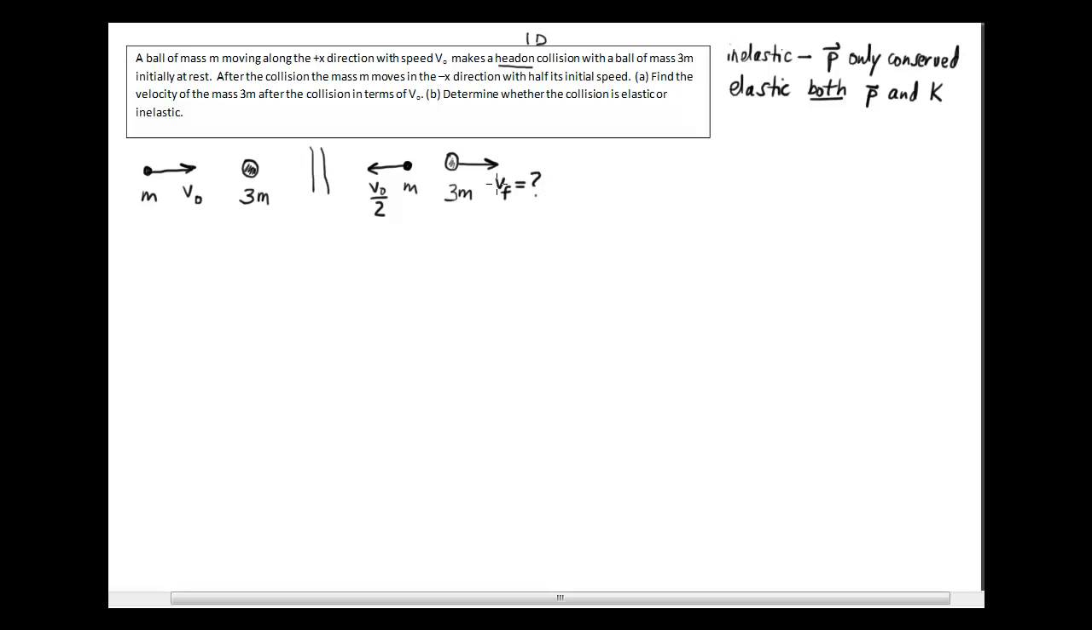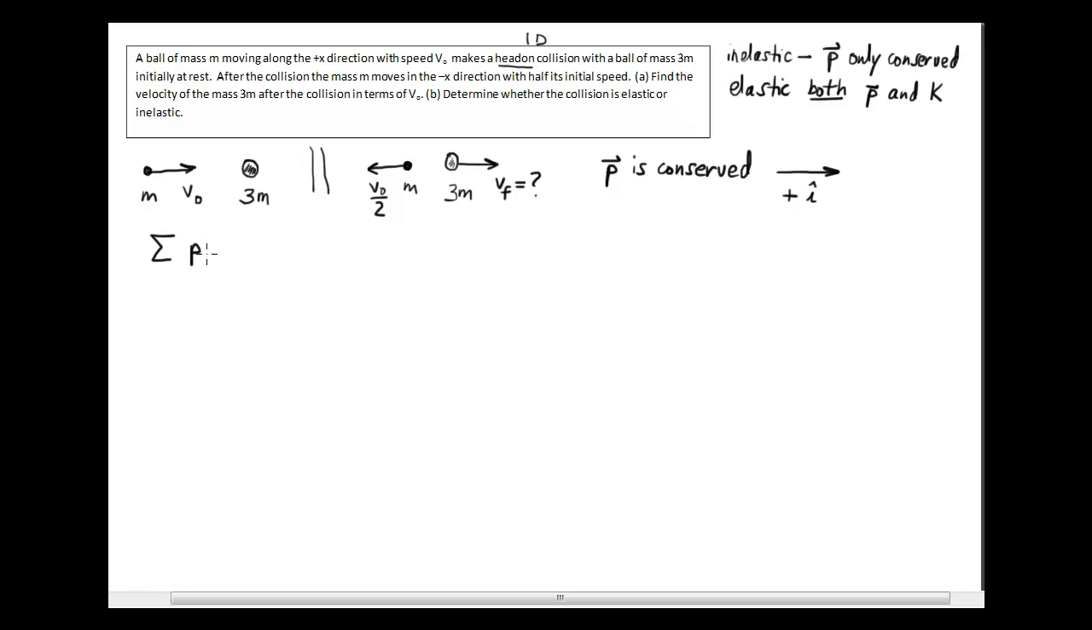So since we don't know whether the collision is elastic or inelastic, the only thing we know for sure is that P is conserved, because there's no external forces acting on these two balls. They're only colliding with each other. Momentum, remember, is a vector, and so it's important that we indicate the direction, and we're going to call that, of course, the positive i hat, or the positive x direction for this problem. And that means that we apply the conservation of momentum.